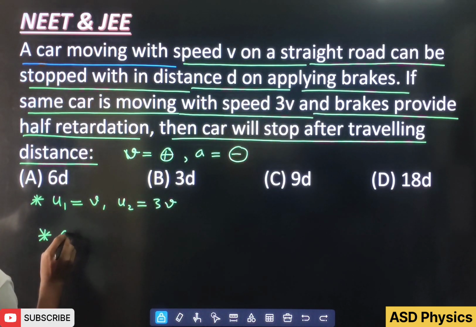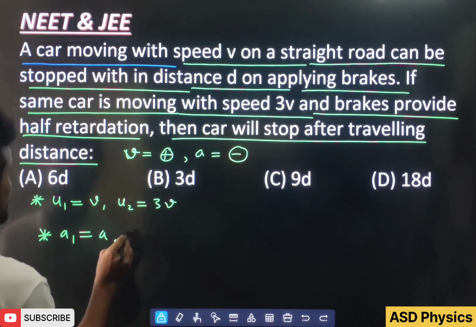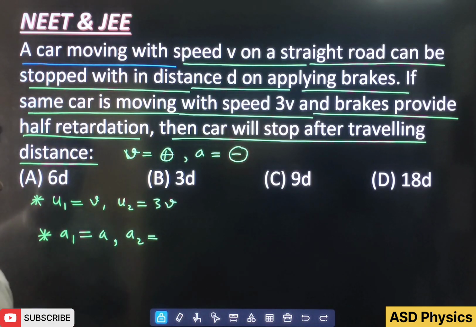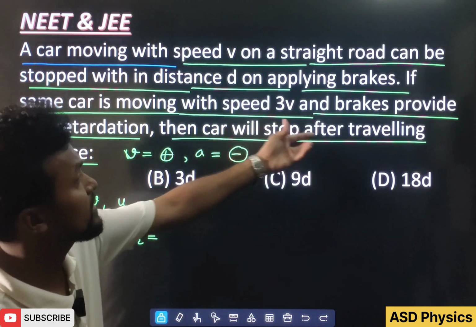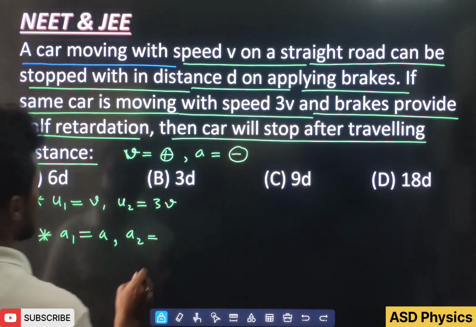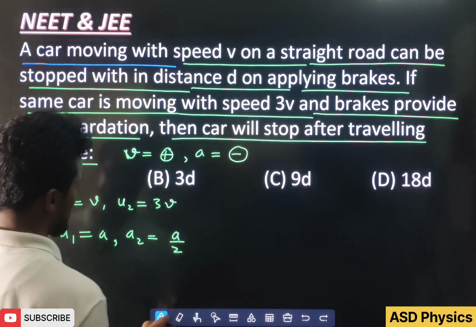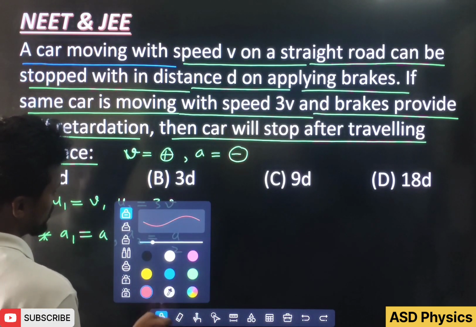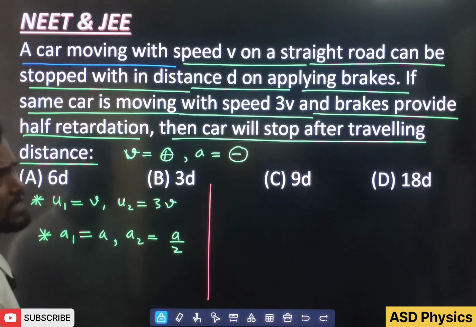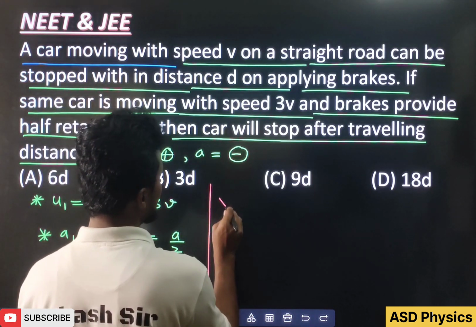After that, let's take the initial retardation as a. Then what will happen? Half retardation means it will become a by 2. If you wish, you can put minus also, no problem, but I will include the minus later so that the minus confusion should not come.